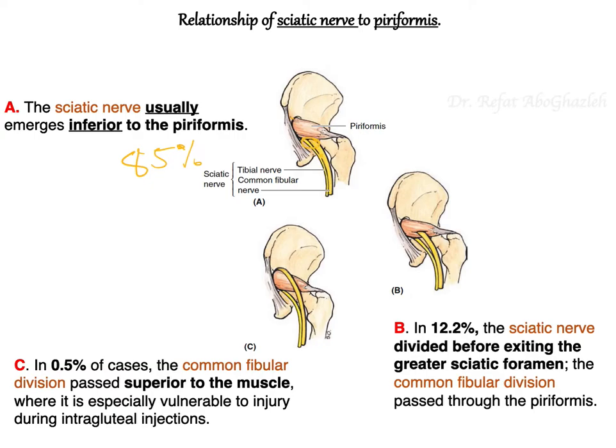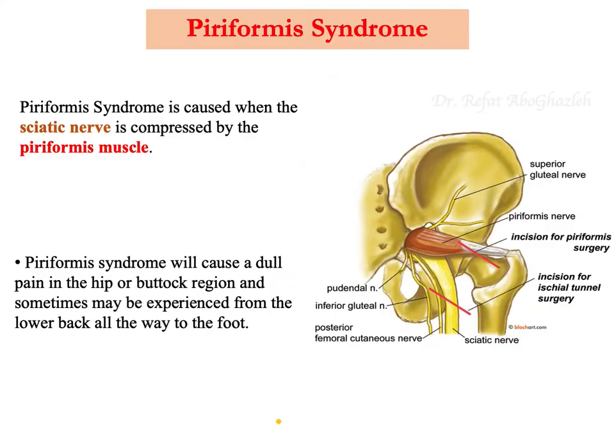So here you go. Here you see, guys, that the sciatic nerve has two parts, right? The common fibular one and the tibial one. Both parts of the sciatic nerve pass inferior to the piriformis. This is most common, but still you have 12 or 13% in which the common fibular branch of the sciatic nerve passes through the piriformis itself, you see? While in less than 1%, which is rare, the common fibular passes superior to the piriformis, not through it. That's why it's more liable or vulnerable to injury during the intramuscular injection or intragluteal injection.